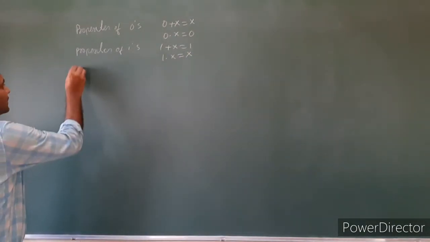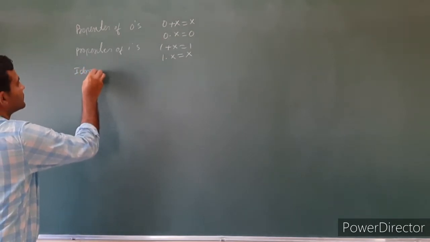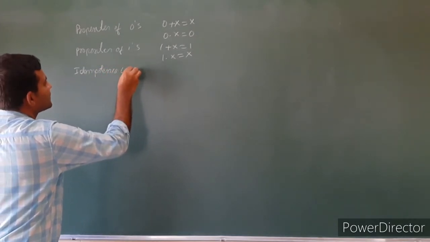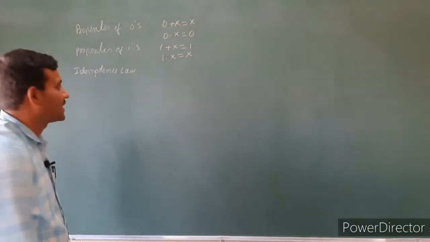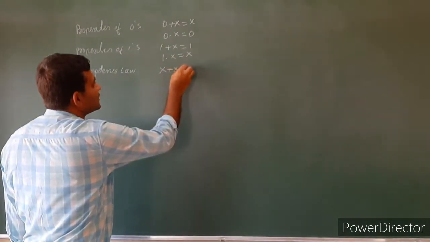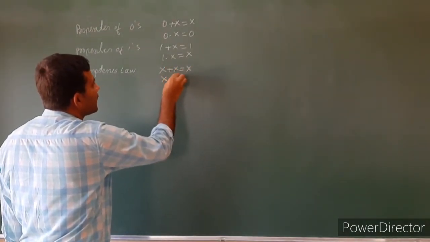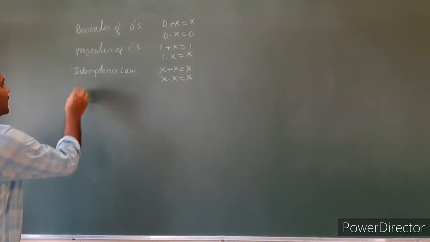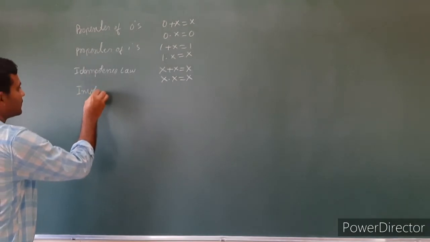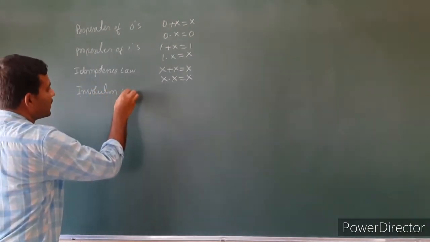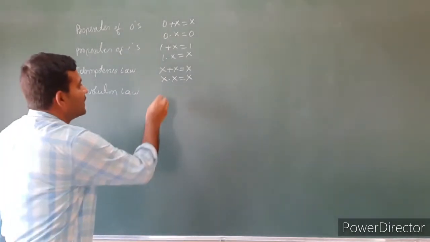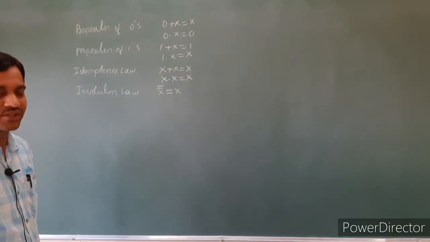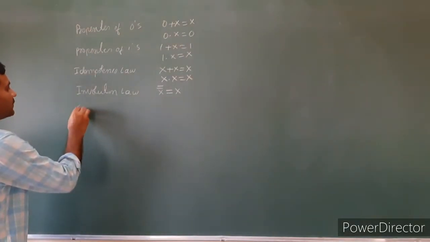Then idempotence law. Idempotence law states that x plus x which is equal to x, then x into x which is equal to x, that is the idempotence law. Next one is involution law. The involution law states that x double bar which is equal to x. Next one is complementarity law.